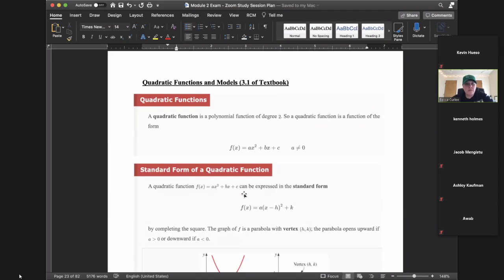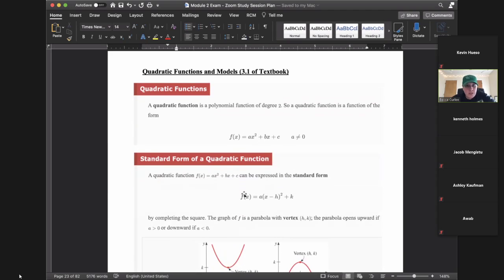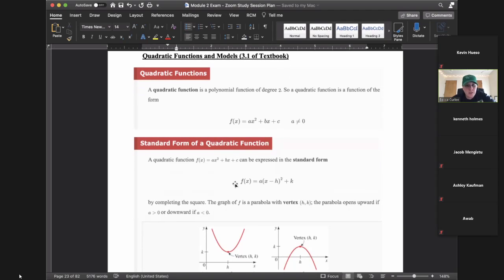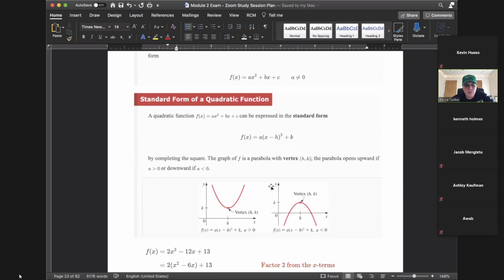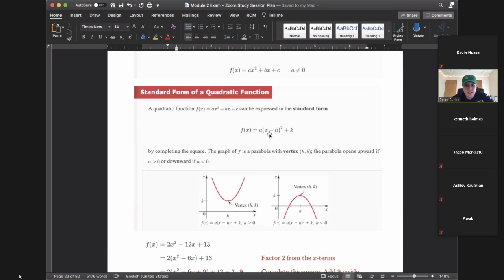All right, quadratic functions and models. A quadratic function is a polynomial function of degree 2. So anything that's degree 2 is going to be a quadratic. And we're pretty familiar with what a quadratic looks like. This is standard or vertex form. When you have a times (x minus h) squared plus k, you can find this by completing the square. And we'll go over that in just a second. But the vertex is going to be h comma k.